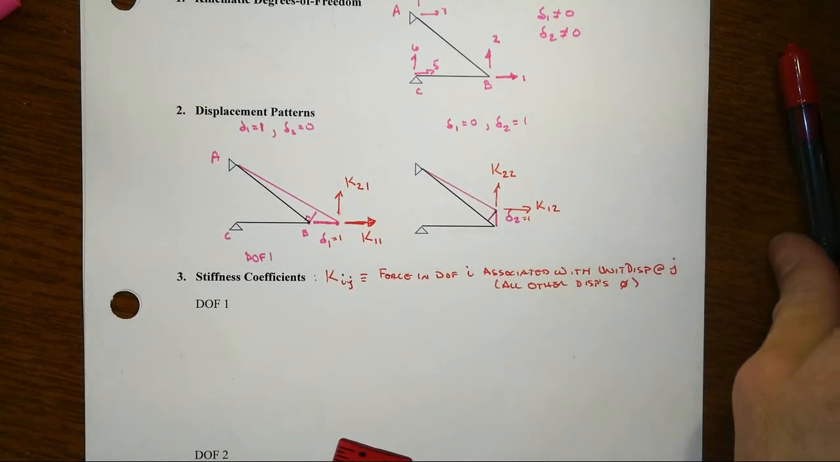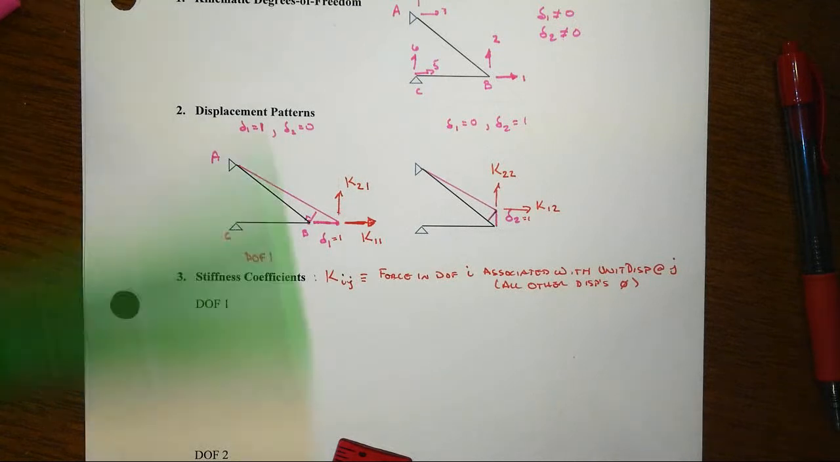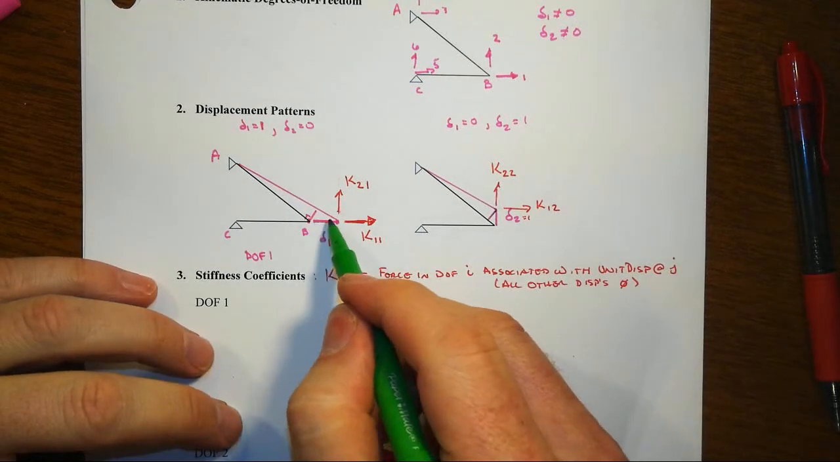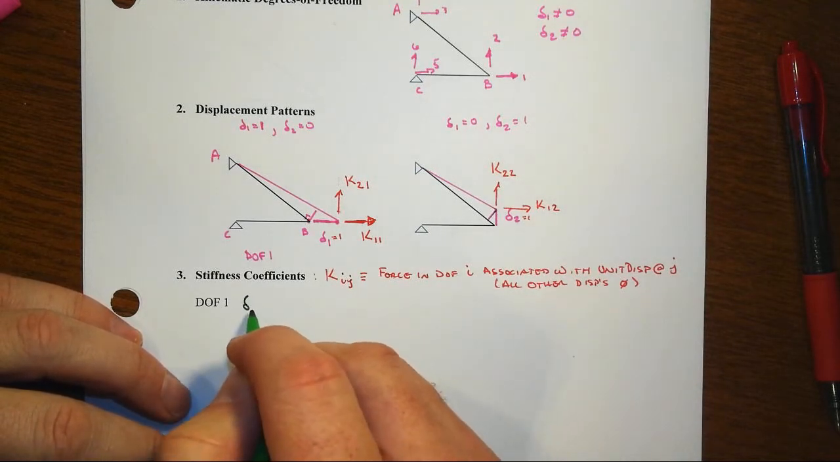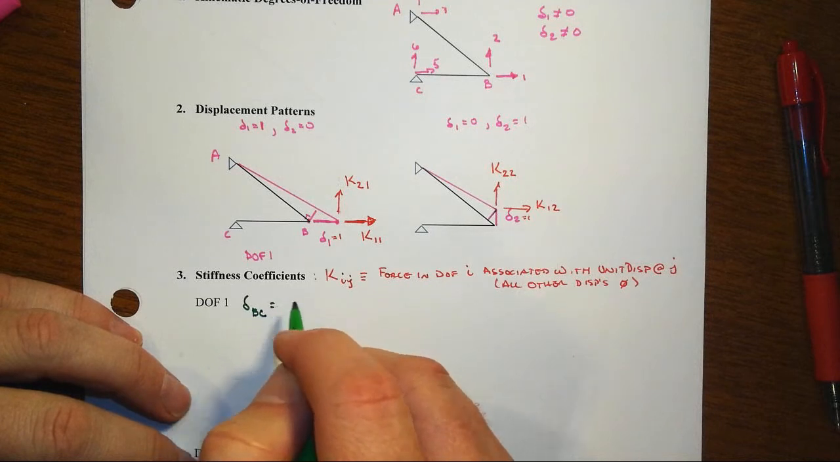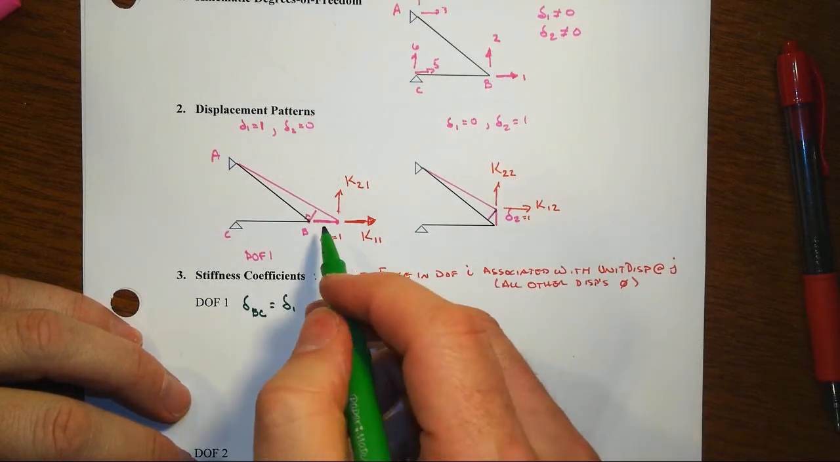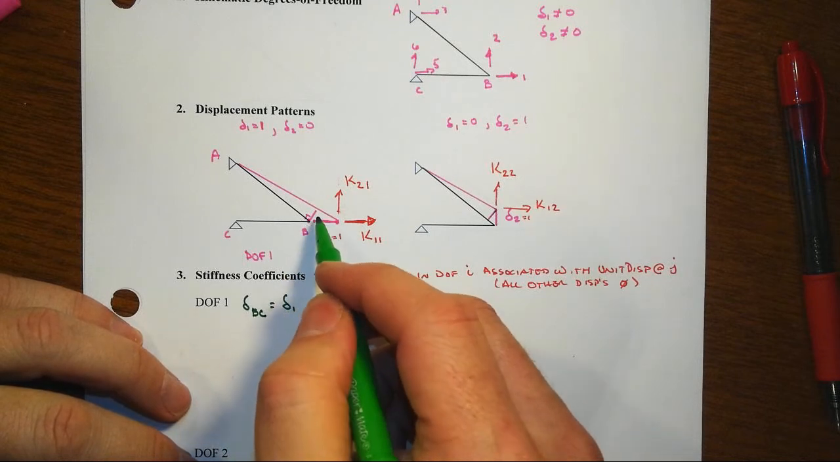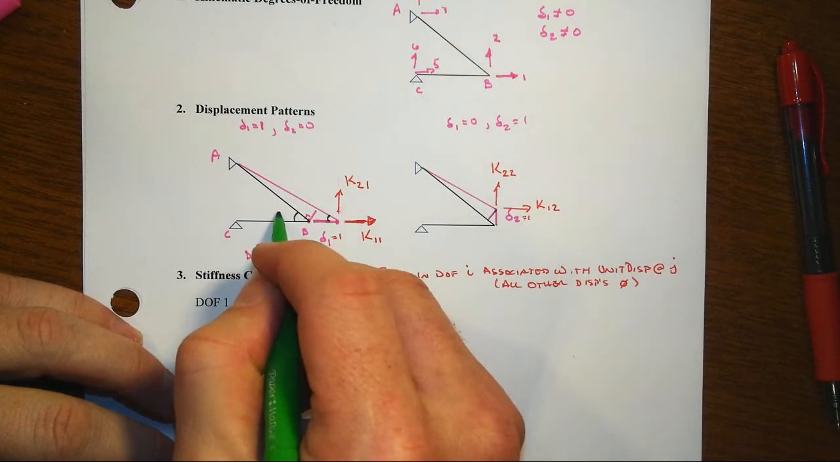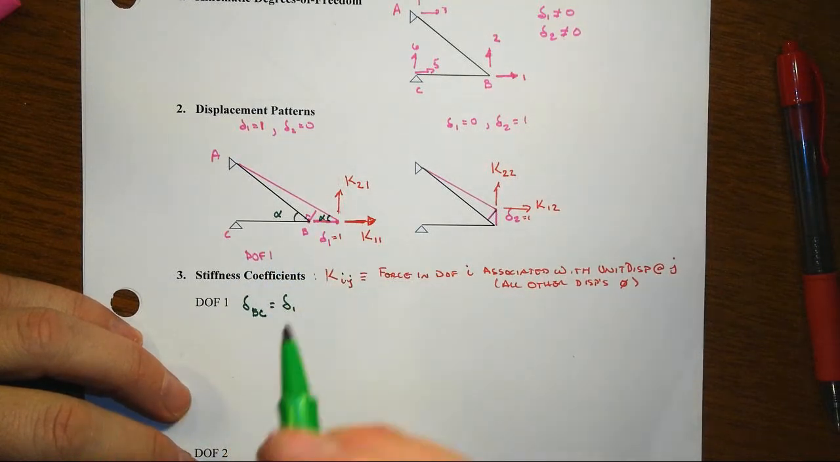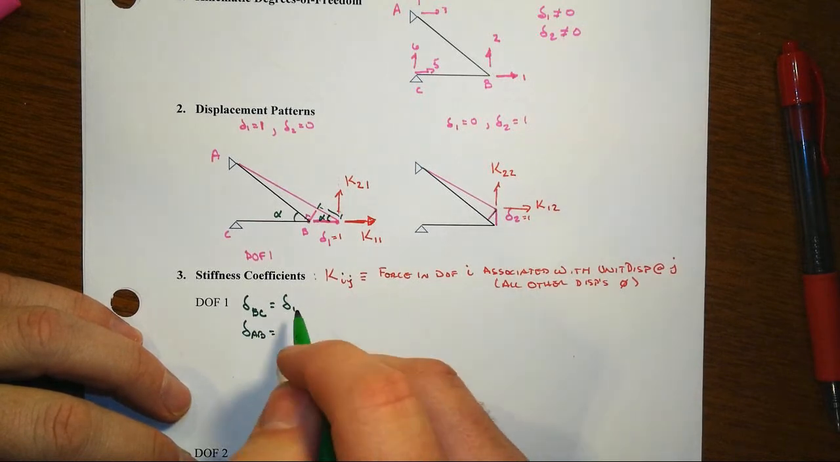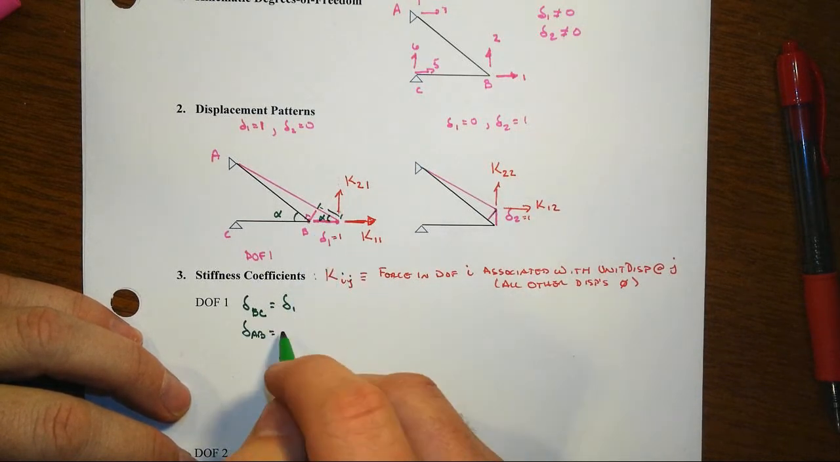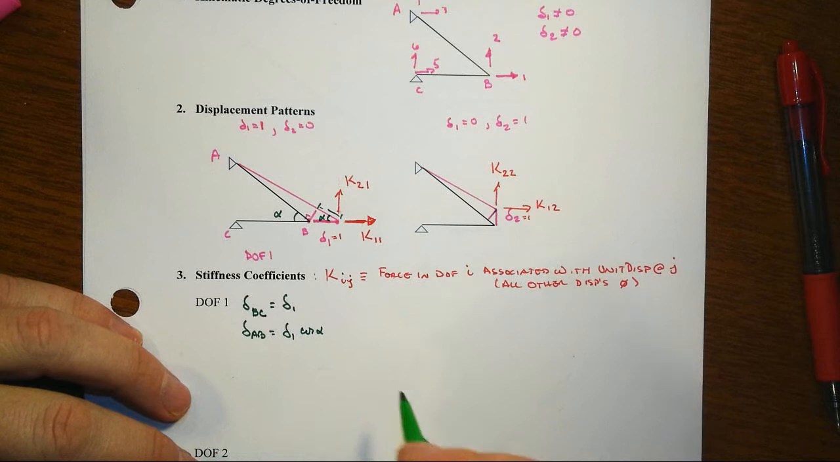Right? So now let's look at this in even greater detail. And so for this first one, note that the elongation of BC is going to be exactly equal to delta 1. We can see that directly right from this drawing. Now, this little angle here, even though it doesn't quite look like it, is still alpha. So the elongation of member AB is going to be equal then to, if that's delta 1, then it only elongates a fraction of that. That'd be delta 1 times cosine of alpha.